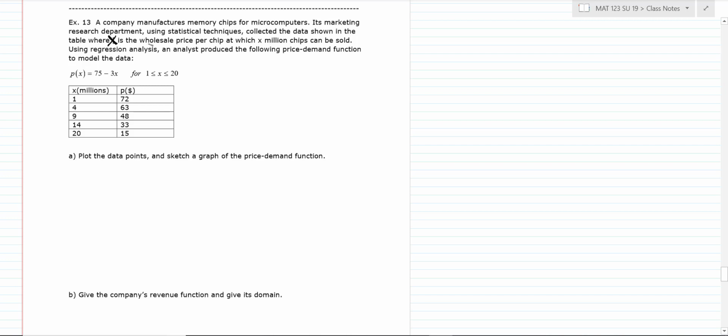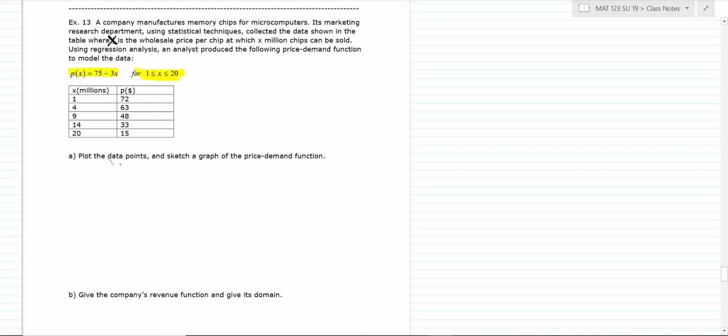Okay, then we're going to use regression analysis. An analyst produced the following price demand function. So this is a given price demand function, and then this is a given constraint on it. They're not going to worry too much about where that came from. That probably came from a computer program doing a linear regression, which we've learned how to do.